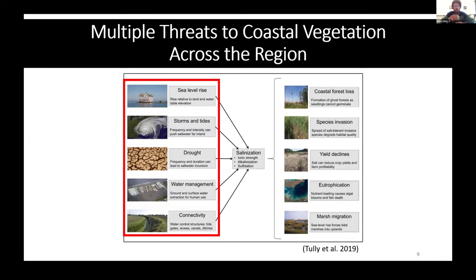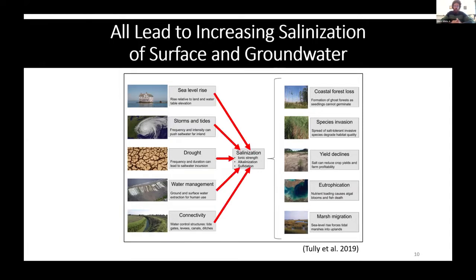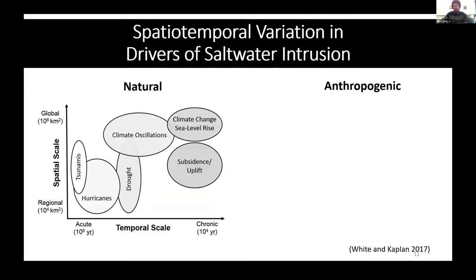But despite the variation in vegetation and some geology and abiotic factors, there are multiple threats to coastal vegetation that span this region. These are sea level rise, storms and droughts, water management, and connectivity. And all of these can lead to salinization of the groundwater, of soils, of surface waters.